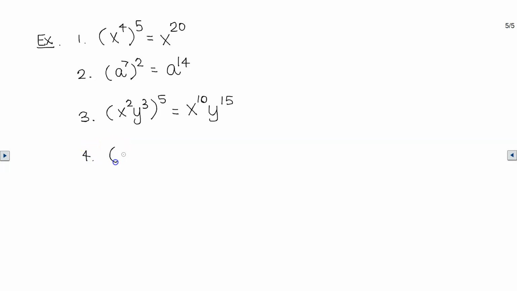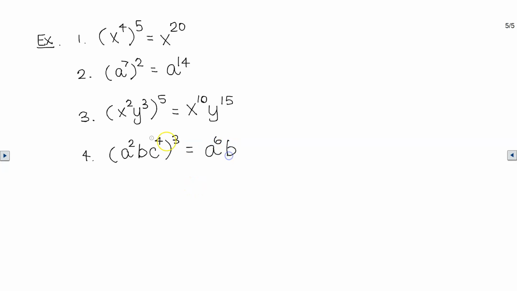If I were to do something like a to the 2nd, b, c to the 4th, and I want to raise all of that to the 3rd power, then I'm going to use my power to a power rule for a, for b, and then for c. So I'll multiply the exponents for a, for b, and for c. So here we go. For a, we would do 2 times 3. So that would make that a to the 6th.